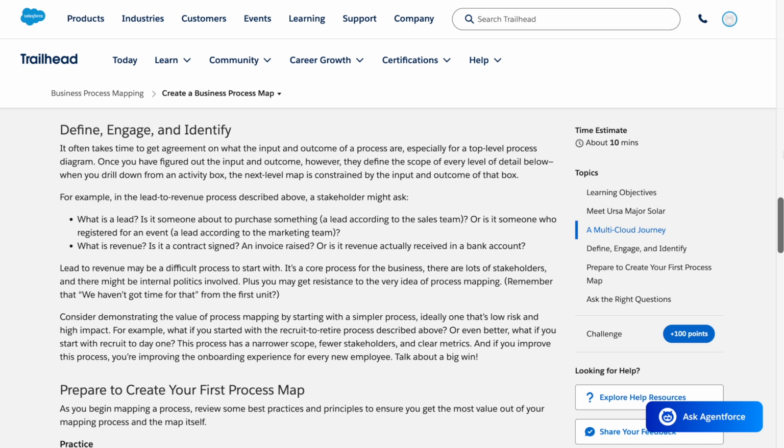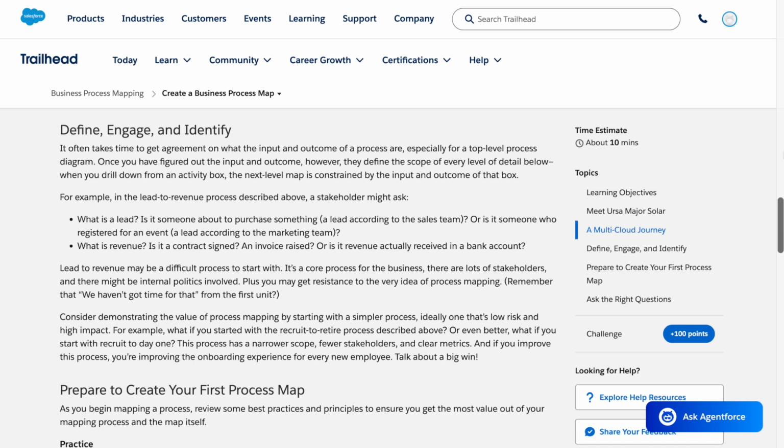A lead according to the sales team. Or is it someone who registered for an event? A lead according to the marketing team. What is revenue? Is it a contract signed, an invoice raised, or is it revenue actually received in a bank account? Lead to revenue may be a difficult process to start with.